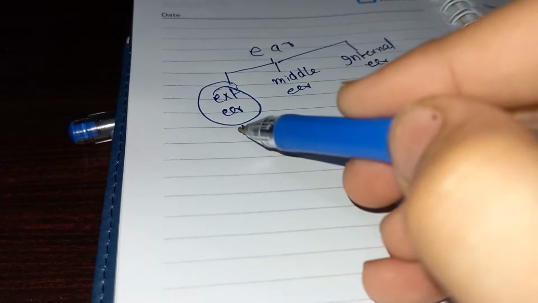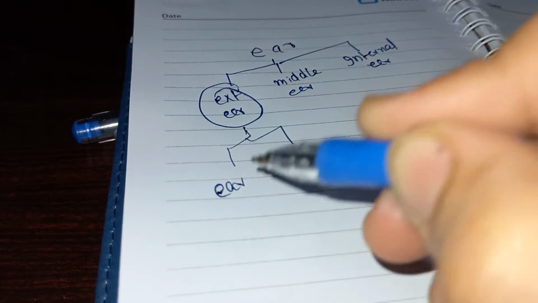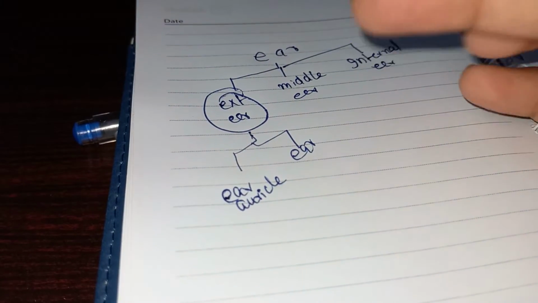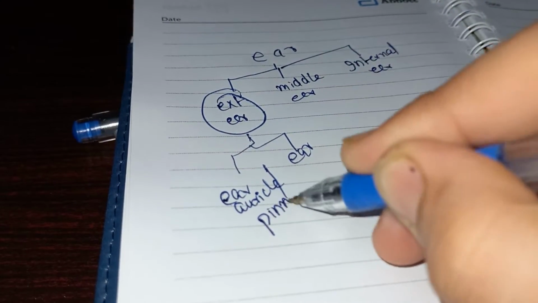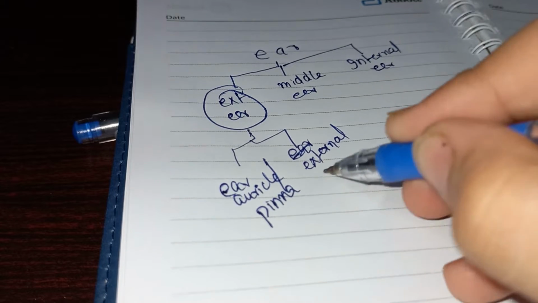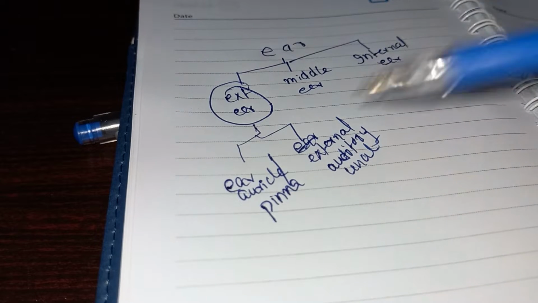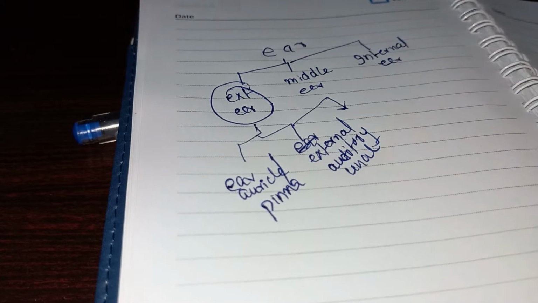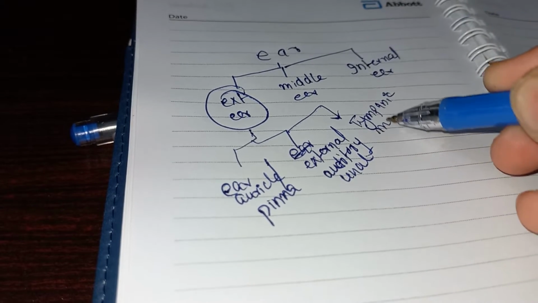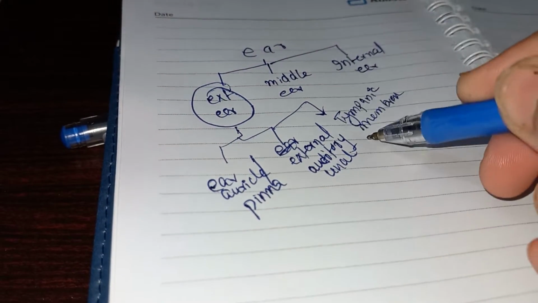Basically the external ear includes two parts: ear auricle and ear pinna. Ear auricle and ear pinna are the same thing. And the external auditory canal. It also includes the tympanic membrane, which is known as the eardrum.